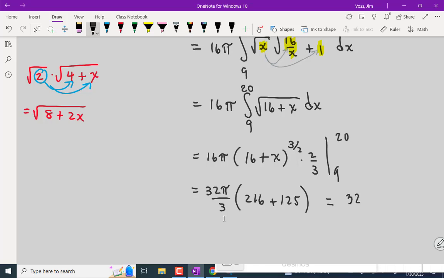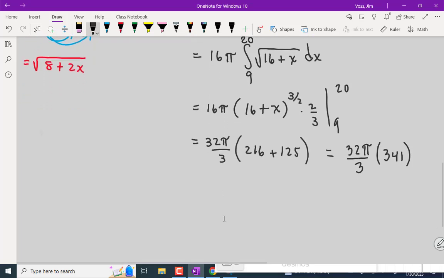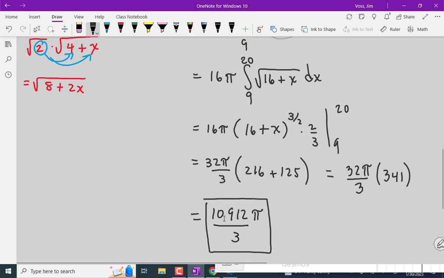So 32 pi over 3 multiplied by 341. 10,912. And so say that again. 10,912. Thank you. Times pi divided by 3. Yep, and that's not divisible by 3. So yeah, we'll leave it like that. Thank you.